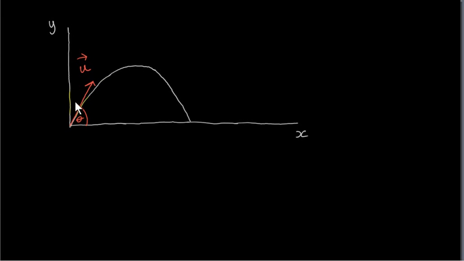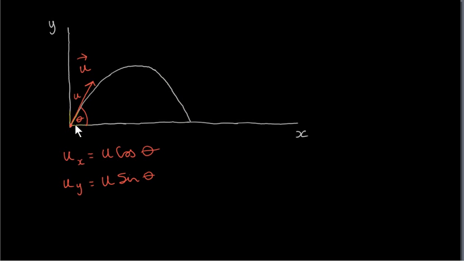Suppose a particle is launched with a speed u at an angle theta to the horizontal. So the initial velocity vector is u. Let's put the origin of a coordinate system where the particle is launched. Now the mass of the particle is actually irrelevant because the acceleration of the particle is constant for any mass.